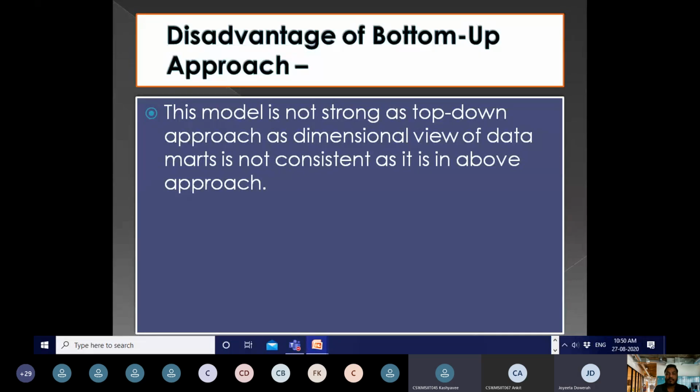Okay. Almost reached, but now I'm showing you the disadvantage of this approach. Read this statement. This model is not as strong as the top-down approach, as the dimensional view of data marts is not as consistent as it is in the top-down approach.